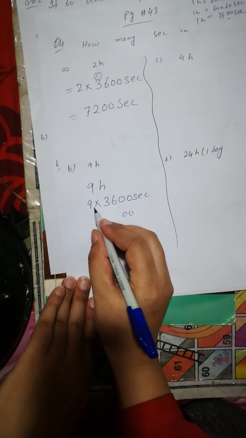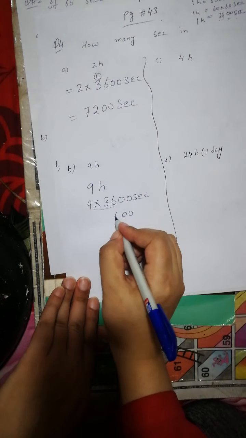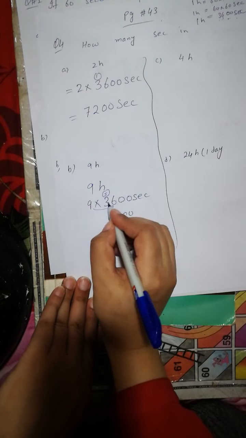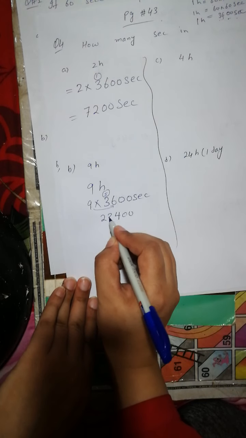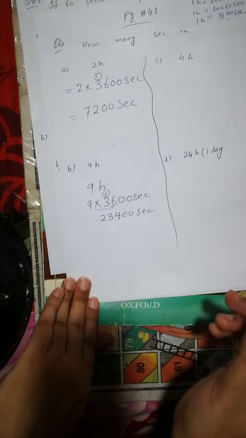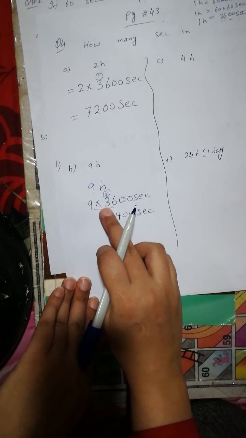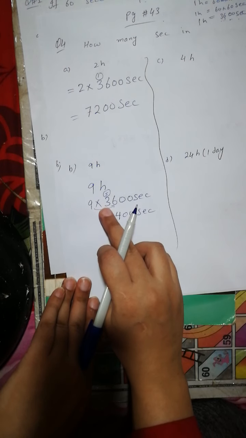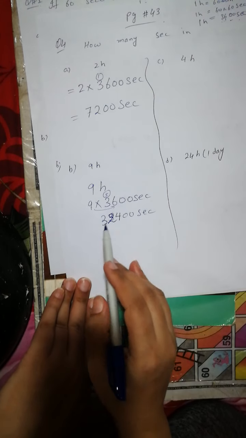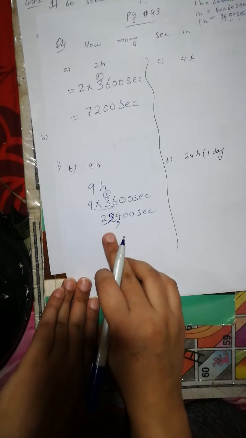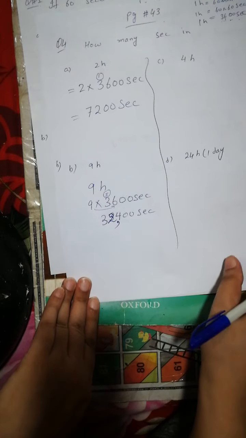Last 2 0 and multiply 9 6 the 54, 4, 5 come carry, 9, 3 is the 27, 9, 3 is the 27 plus 5, 32. Sorry. So this is 32, this is 32,400 seconds.